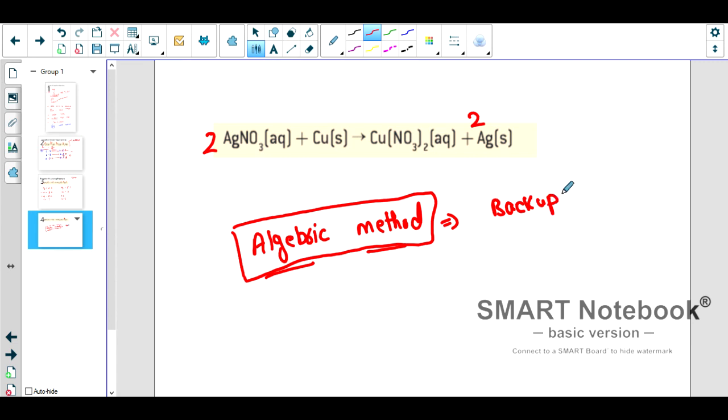You should try solving equation balancing questions in the exam with the hit and trial technique. But if you are stuck somewhere and not able to solve it, then you can use the algebraic method as a backup, because compared to this, it will take some extra minutes, and in the exam time is very important.